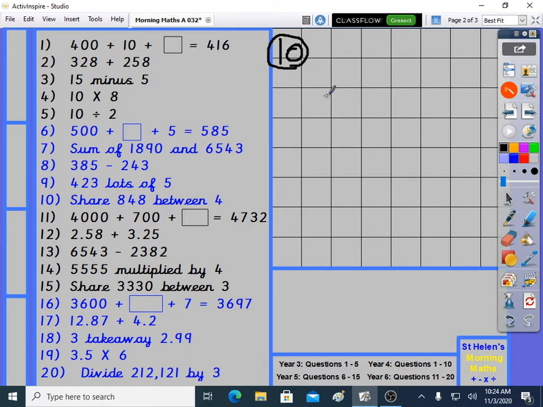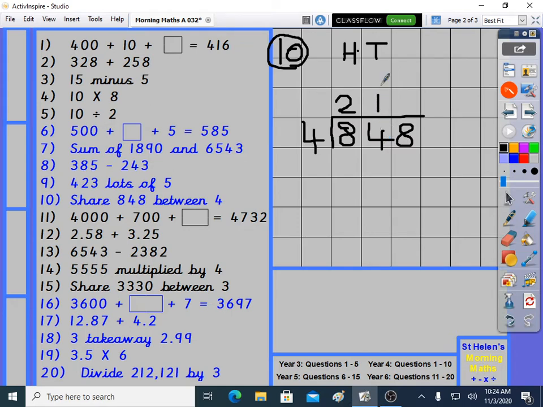Question 10. Share 848 between 4. Well, this would be nice and easy because 4 fits into 8 and 4. So how many 4s in what's really 800? How many 4s in 8 is 2? This is a hundreds column though, so how many 4s in 8 is actually 200. How many 4s in what's actually 4 tens? 40. How many 4s in 4 is 1. How many 4s in 40 is 10.